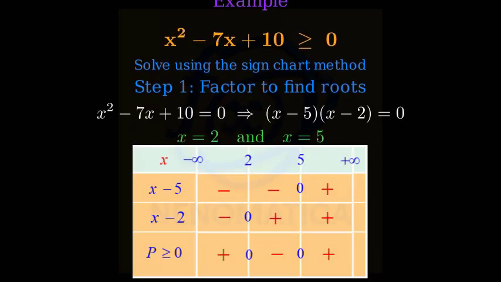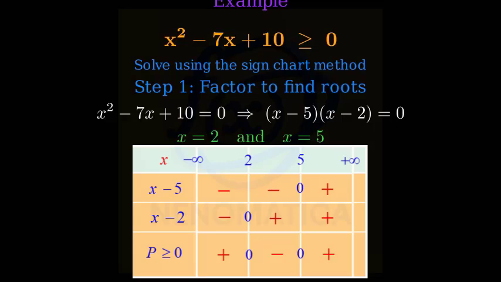Step 2. Build a sign chart. We'll test the signs of x minus 5 and x minus 2 across the intervals split by the critical points 2 and 5: negative infinity to 2, 2 to 5, and 5 to positive infinity. Fill the row for x minus 5: negative to the left of 5, 0 at 5, and positive to the right. Fill the row for x minus 2: negative to the left of 2, 0 at 2, and positive to the right. The product p equals (x minus 5)(x minus 2) is positive when both signs match, 0 at 2 and 5, and negative in between.